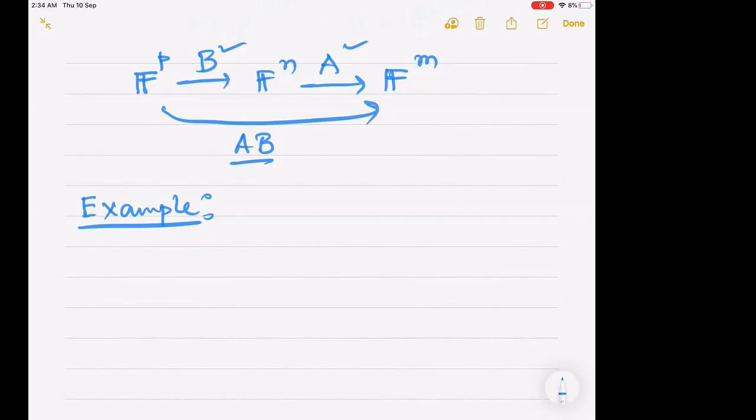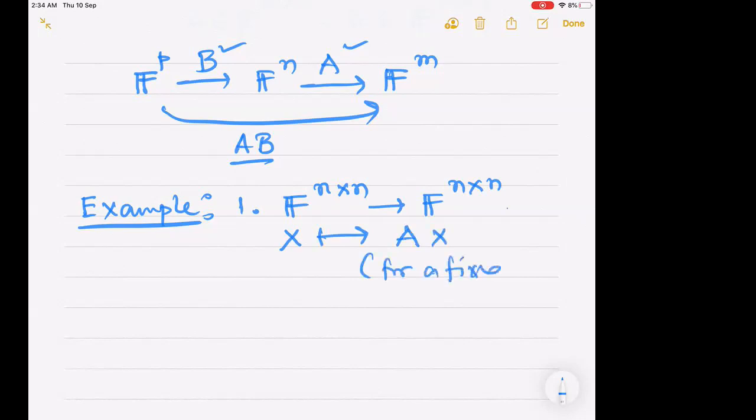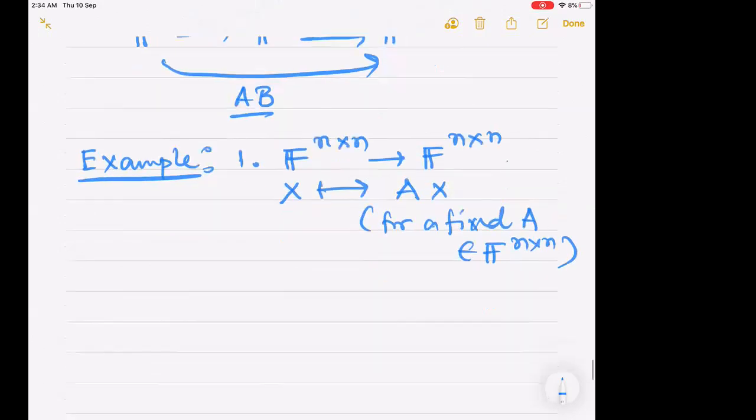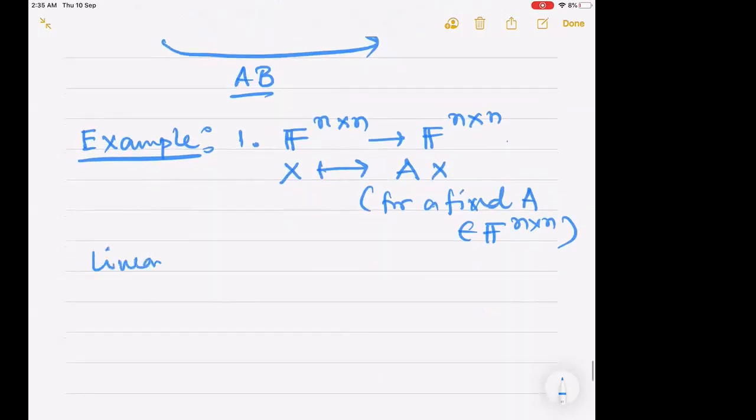For example, think of matrices, say square matrices of size n cross n. One can define a mapping like this. Suppose X is a matrix here. This is sent to A times X for a fixed A. So for a fixed A, which is a matrix in F n cross n, somebody gives me a fixed matrix A, I can define a mapping like this, that X goes to AX. This is a linear map. Clearly it can be checked that this is linear.